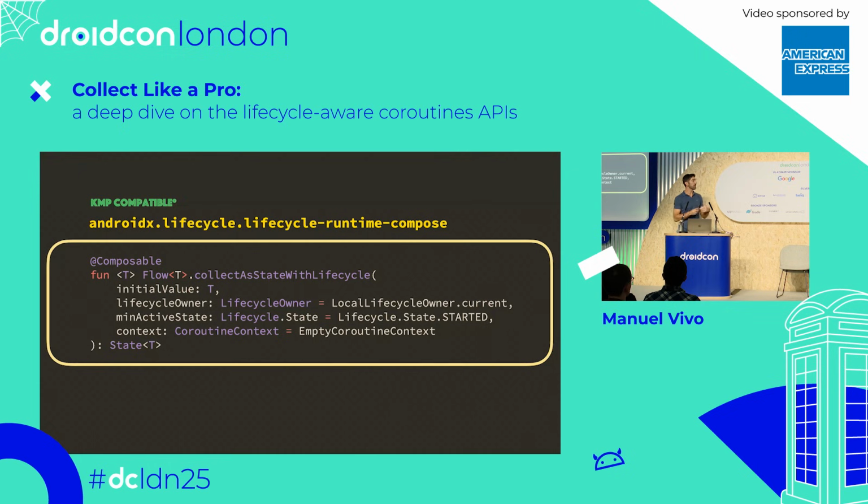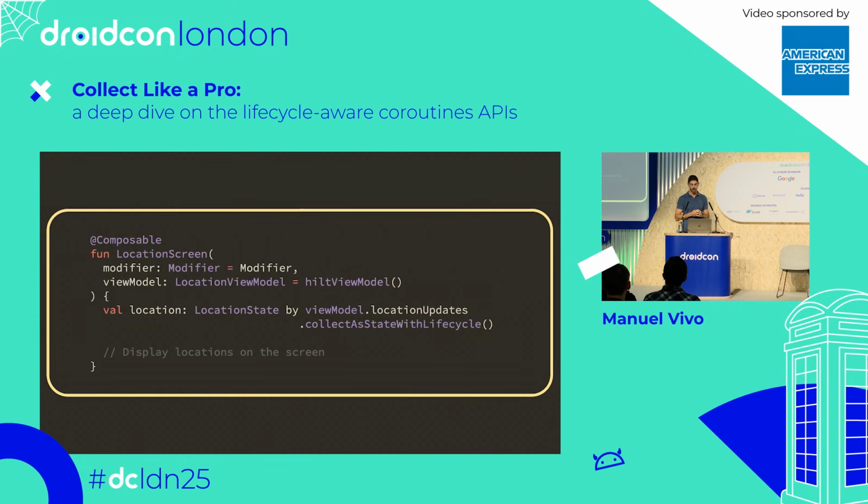It's going to update that Compose State every time there is a new emission to that flow, with the nice thing that it's only going to do that when the lifecycle is at that particular state. So in your Compose code, it's just like this. It's a one-liner. Instead of using collectAsState, you use collectAsStateWithLifecycle, and you are going to be doing the right thing by default. It's only going to collect from location updates when the UI is visible on the screen.